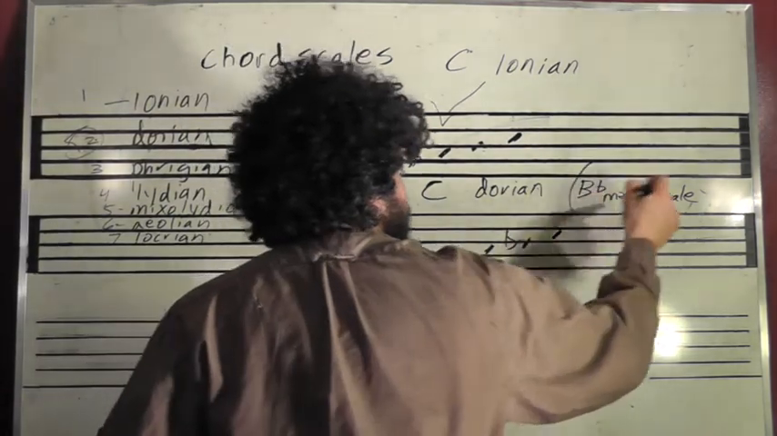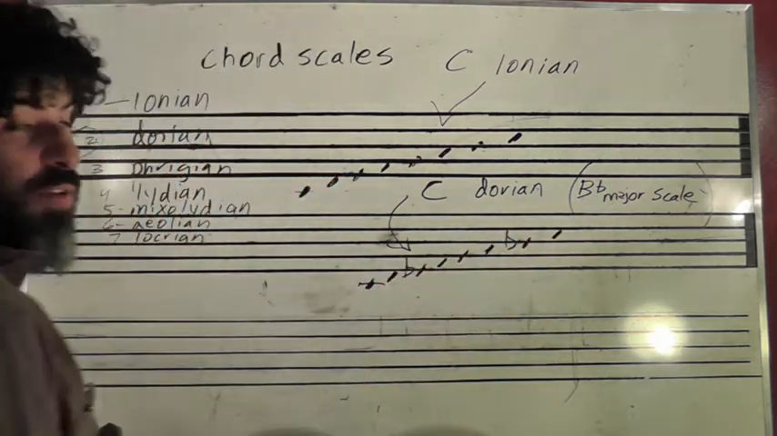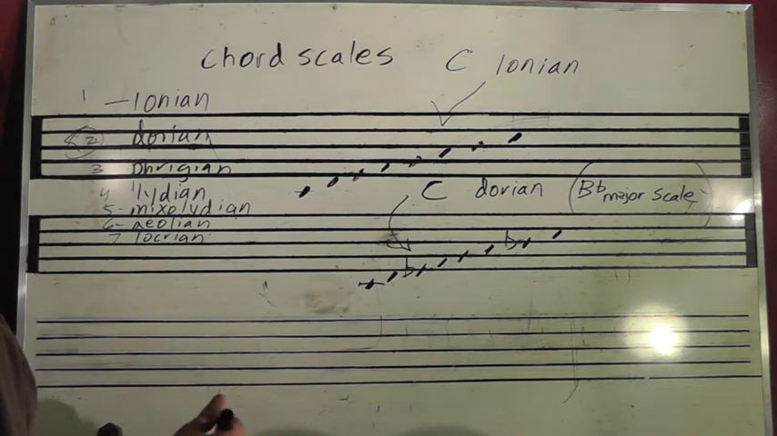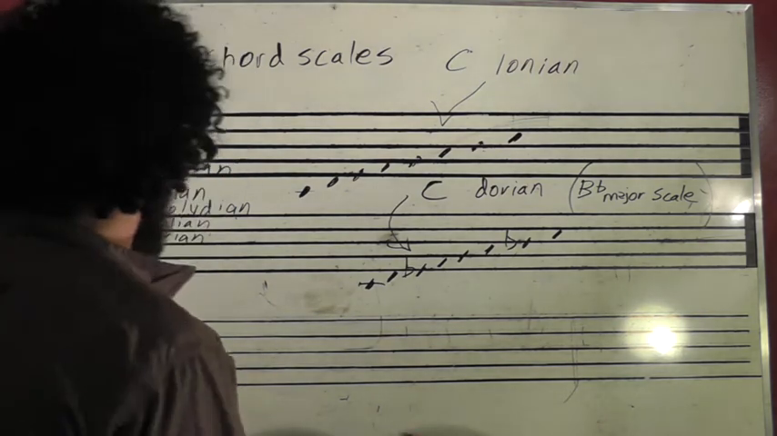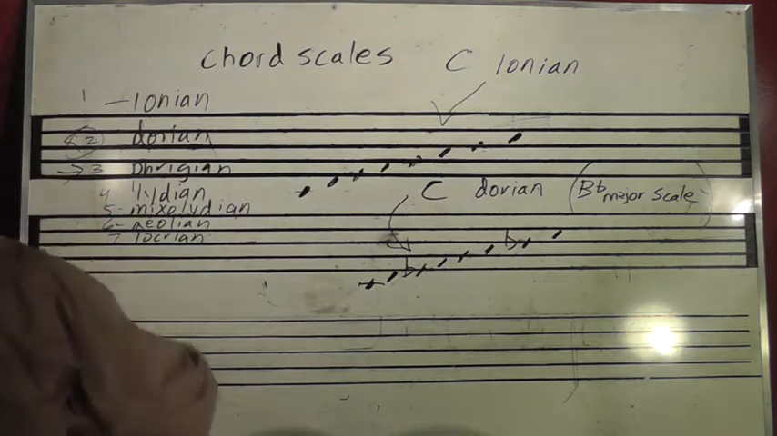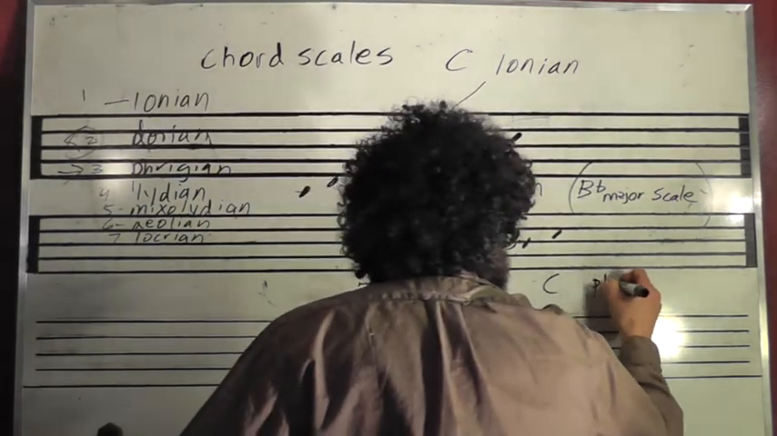So it contains the notes within the B flat major scale. Hopefully that makes sense. Let's do one more, and then I'll do another video continuing on the same process. So let's just do the next one. C Phrygian.